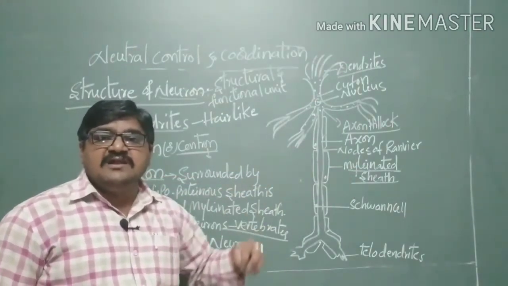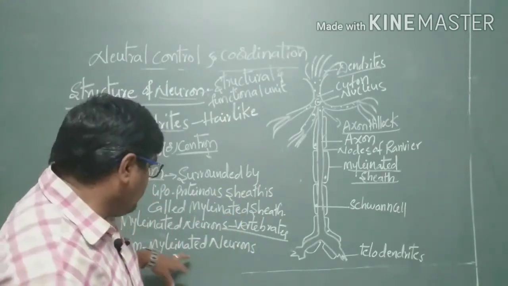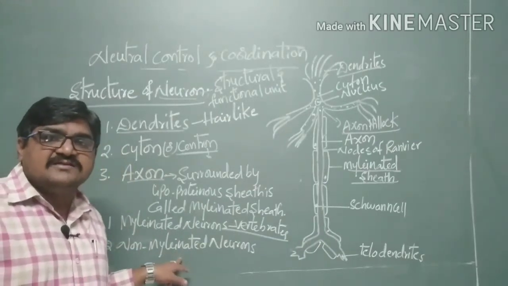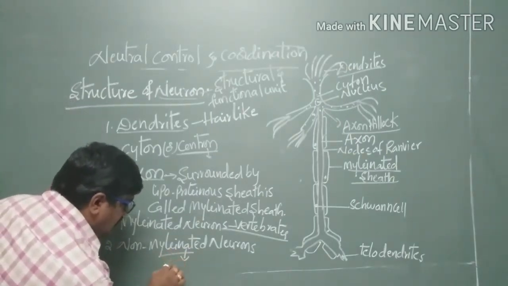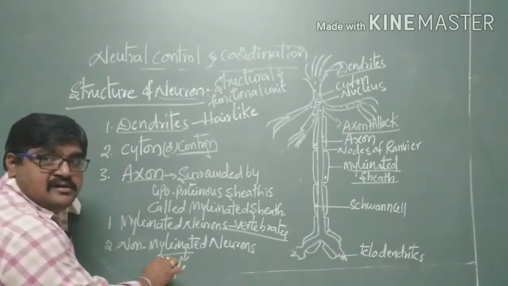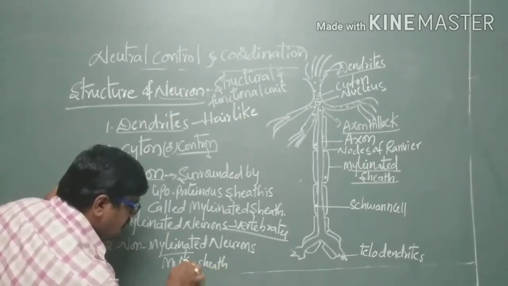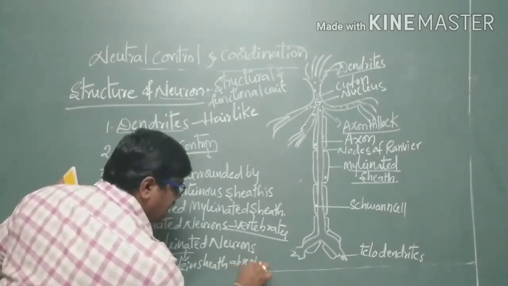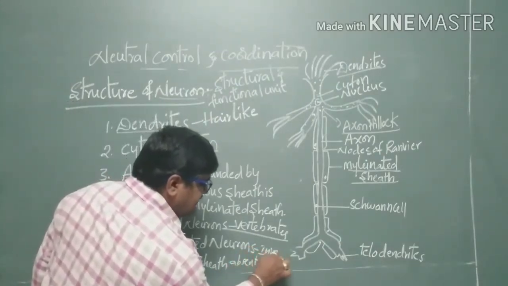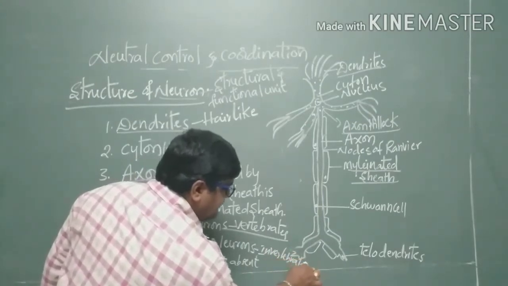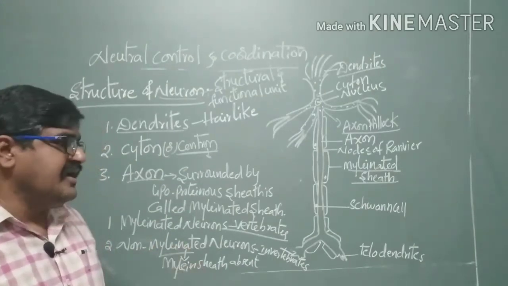Non-myelinated means the myelin sheath is absent around the axon. If the myelin sheath is absent around the axon, we call them non-myelinated neurons. These non-myelinated neurons can be seen in invertebrates.